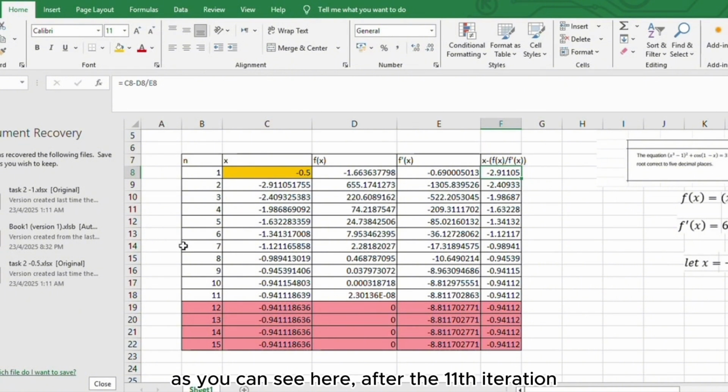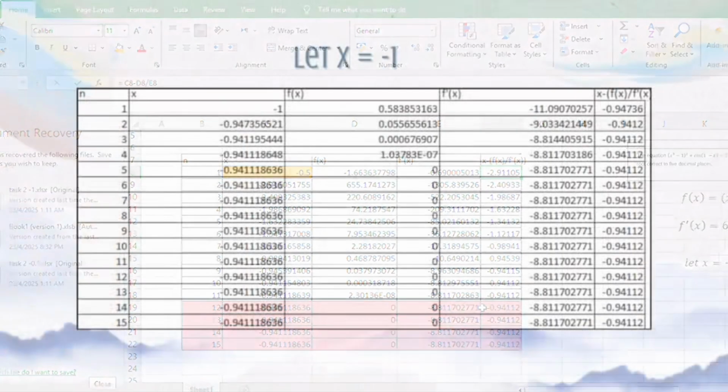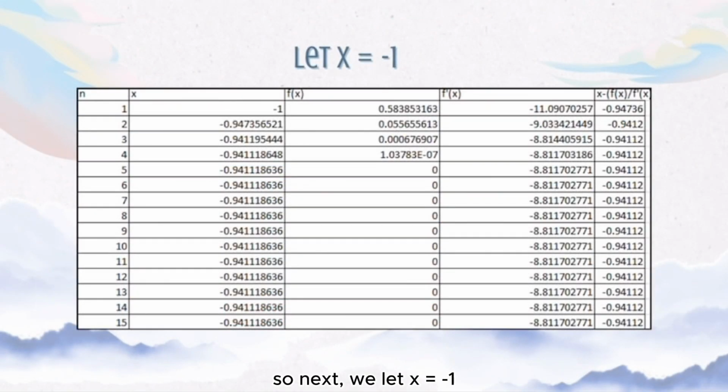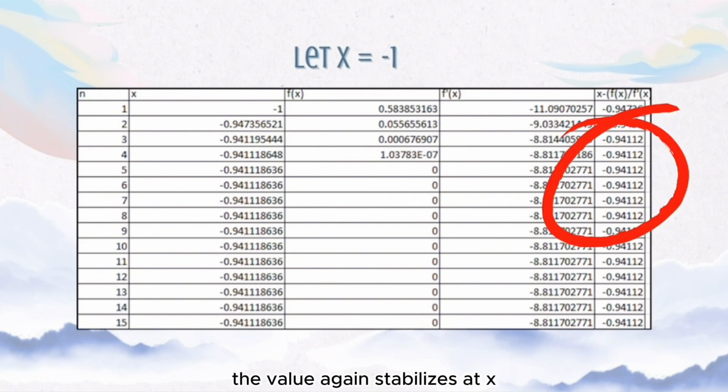As you can see here, after the 11th iteration, the value of x becomes constant. Therefore, we will get our value, which is approximated to -0.94112. So next, we let x equal to -1. As we can see here, after 4 iterations, the value again stabilized at x approximately -0.94112. This confirms the reliability of the method across different starting values within the interval.